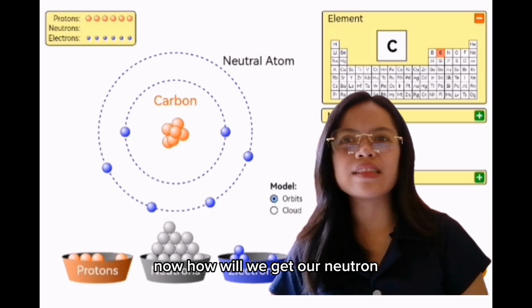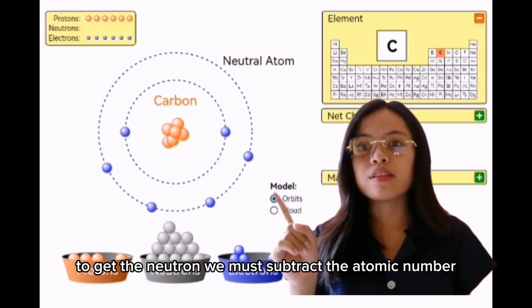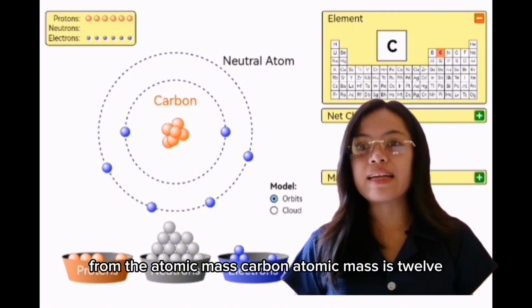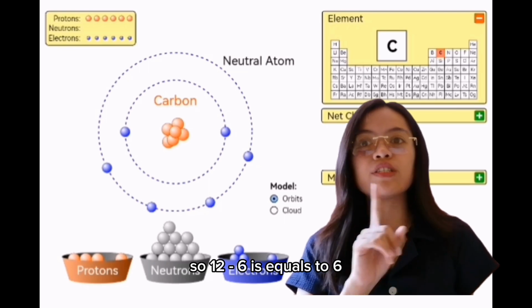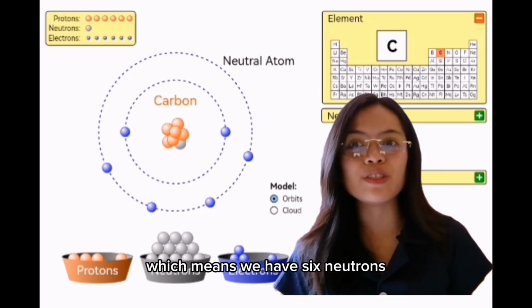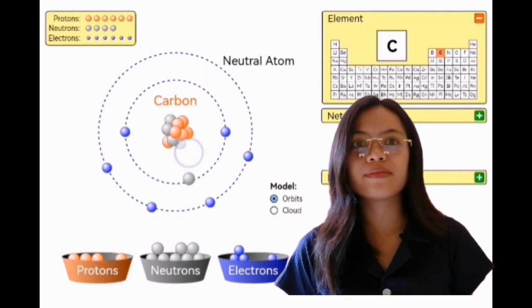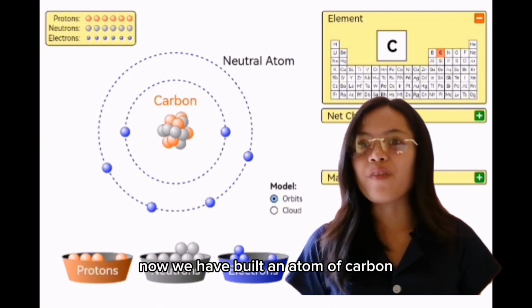Now, how will we get our neutrons? To get the neutrons, we must subtract the atomic number from the atomic mass. Carbon's atomic mass is 12. So 12 minus 6 is equal to 6, which means we have 6 neutrons. Now, we have built an atom of carbon.